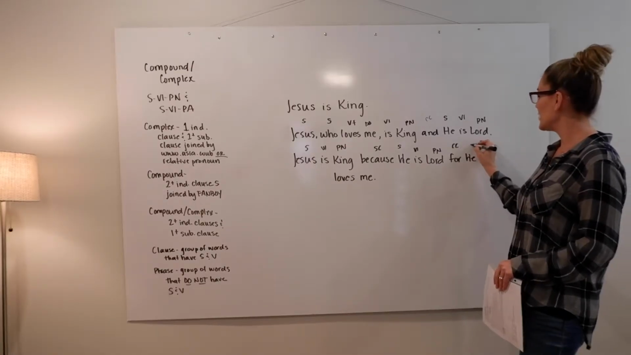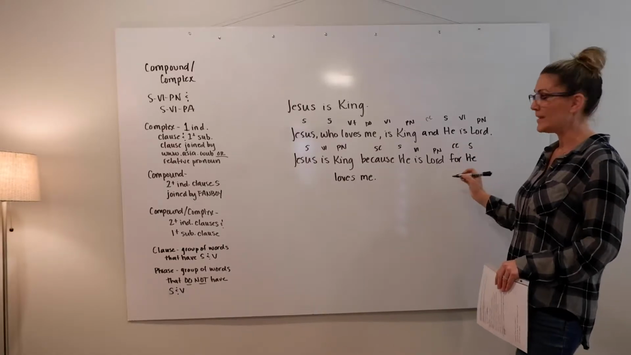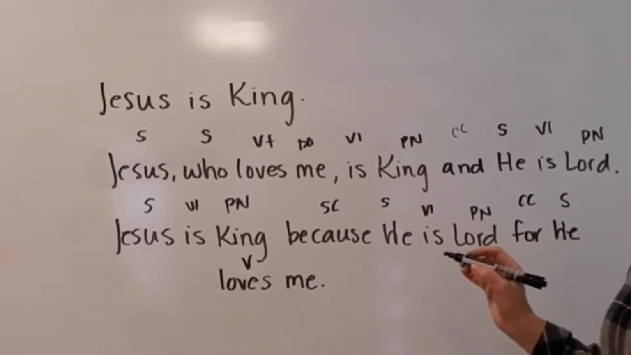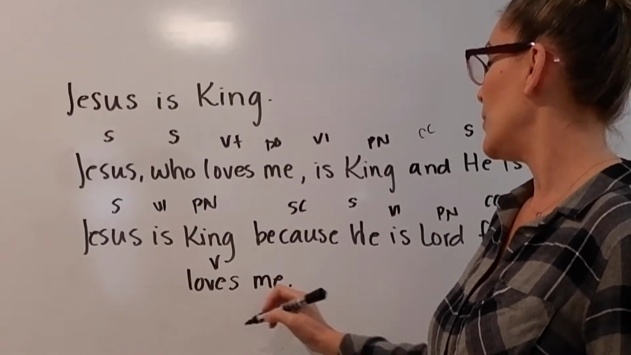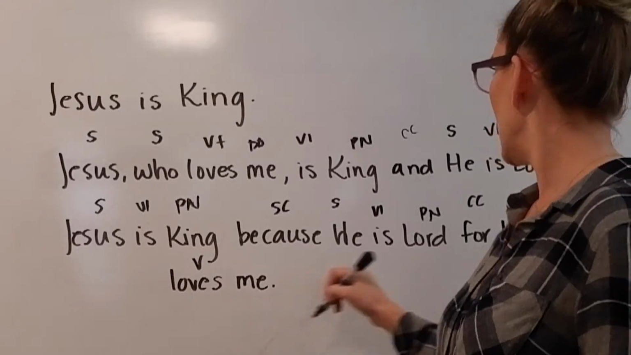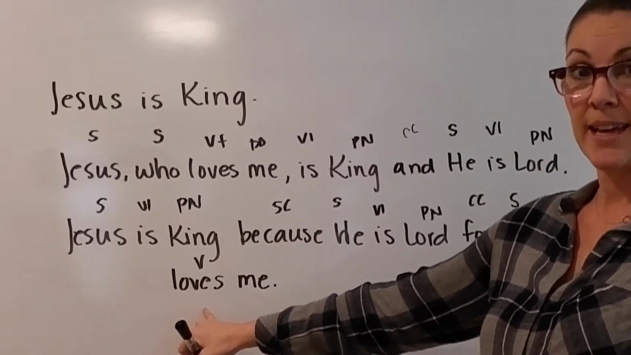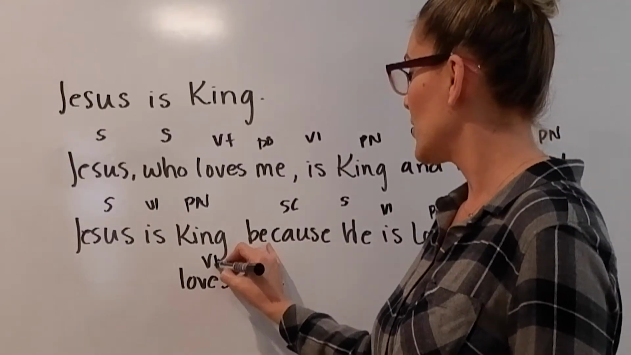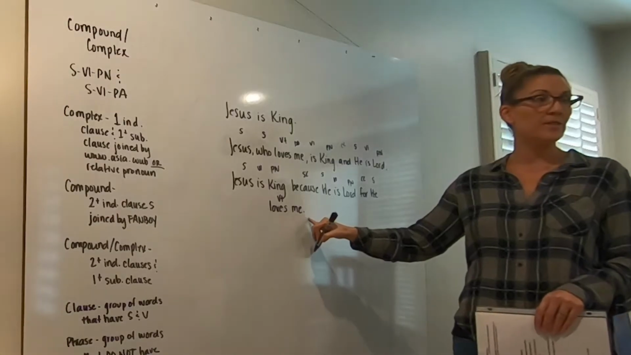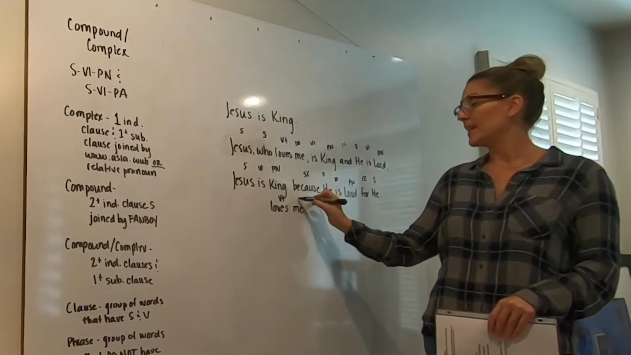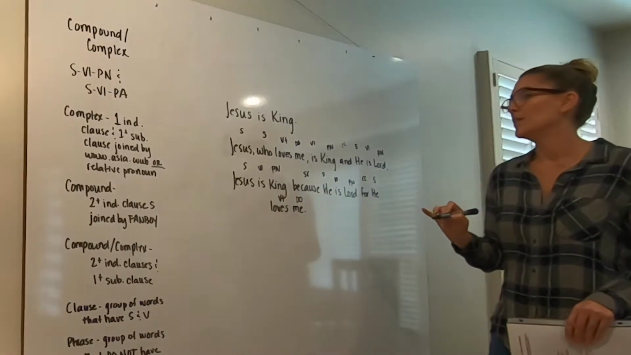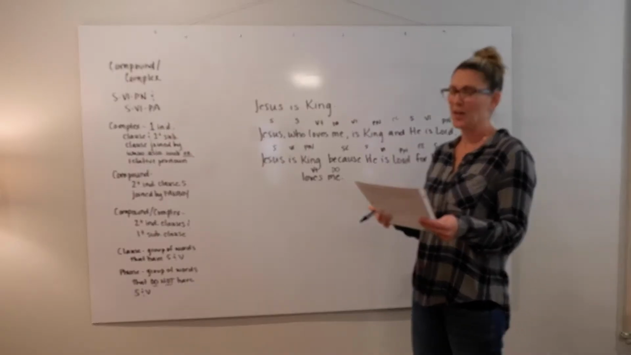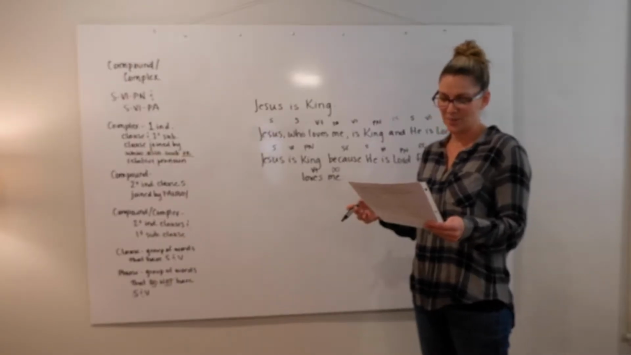Do I have another subject? I do. He, what's being said about me? He loves, there's my verb. Can I answer the question, he loves who or what? Yeah, he loves me. Is me a noun? Yes, it is. Is he doing anything? Yes, he's loving. So this is what type of verb? Transitive. So if I have a subject verb transitive and I can answer the question, he loves who or what, then I have a direct object here. Okay, so that's an example of how we create a compound complex sentence structure.